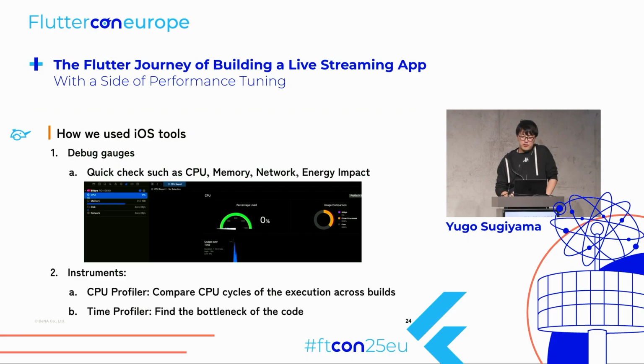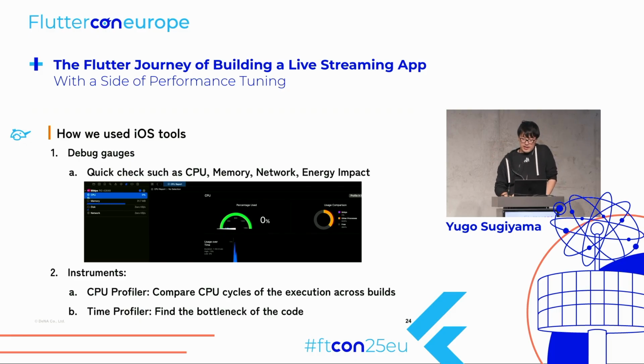I'm sure you've already used the Flutter tools, so I'll skip them. Next, I'll explain the iOS tools. The iOS debug gauge is a functionality built directly into Xcode. By opening the debug navigator in Xcode, you can check a variety of information like this. This screenshot is from my personal apps. But as you can see, it allows you to easily monitor CPU and memory, energy impact, network, and so on.